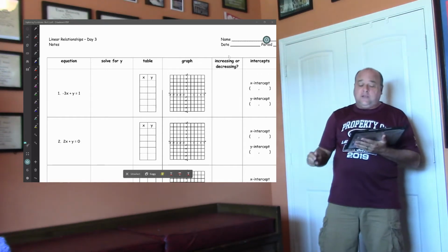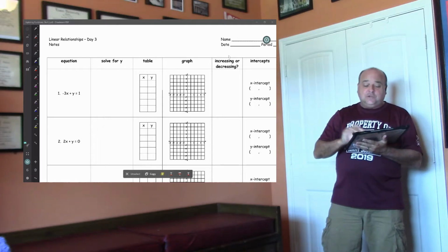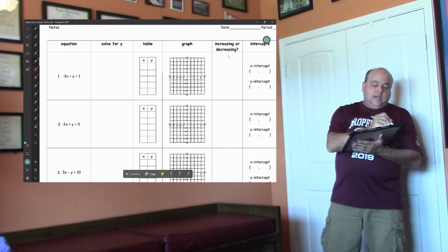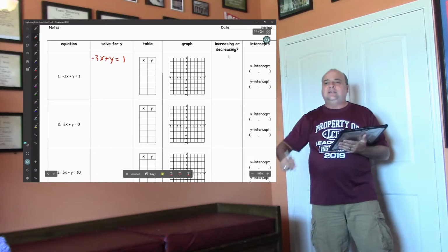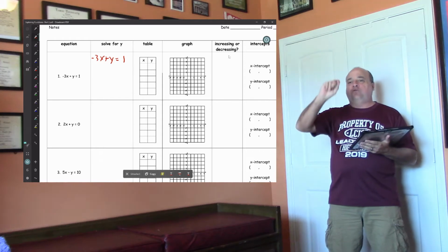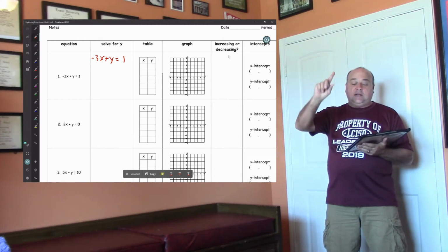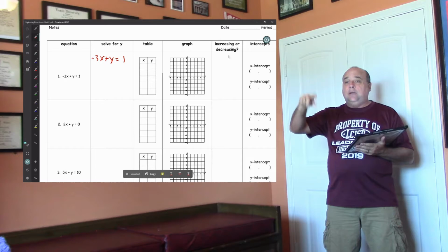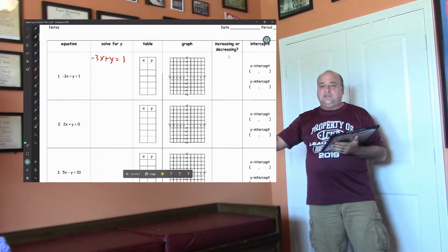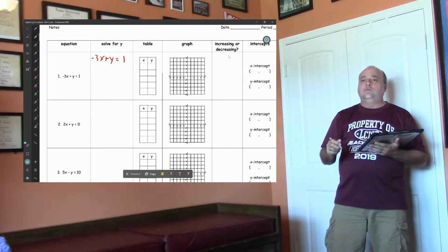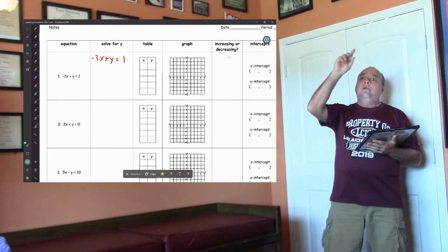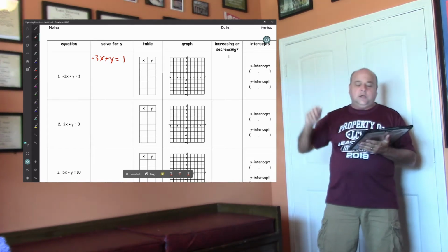I'm only going to do one of these for you. This is pretty simple stuff. The first thing we're going to do is write down negative 3x plus y equals 1. What we're going to learn is how to get the x and y intercepts from an equation. We're going to convert the equation to a table, to a graph, and then get the x-intercepts. We're also going to find the slope. All of this is really important. You got to be able to go from a table to a graph to an equation.